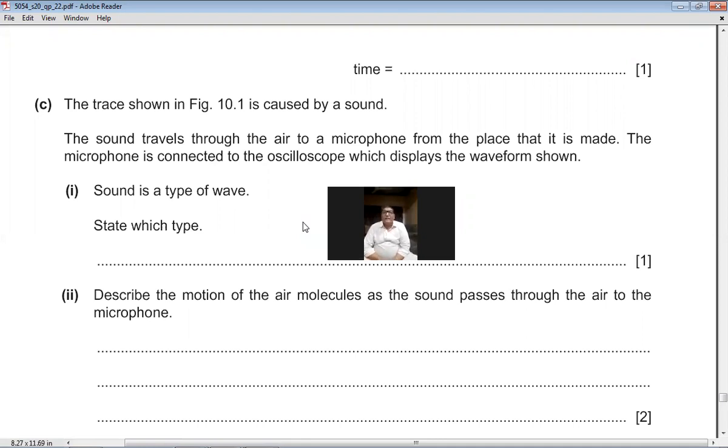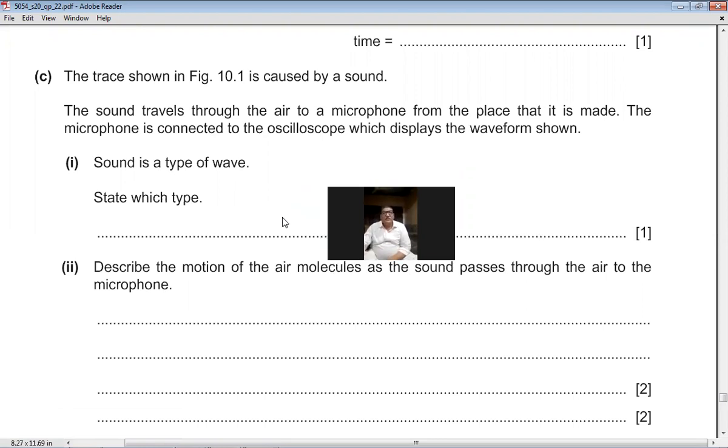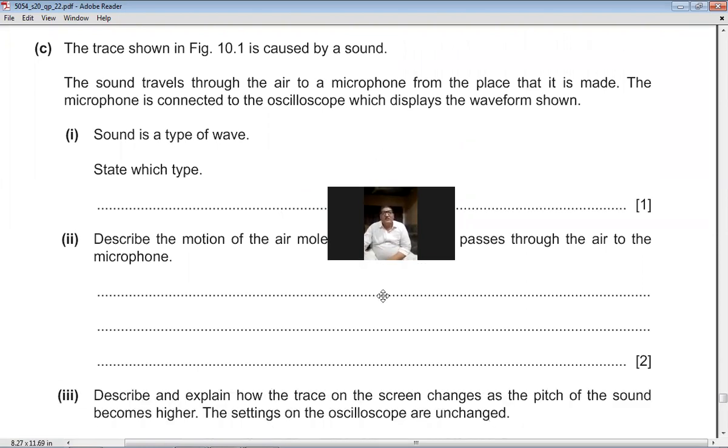Sound is a type of wave. State which type. Sound is a longitudinal wave. It's a compressional wave. We use both the names. So then the next question is a 2 mark question.